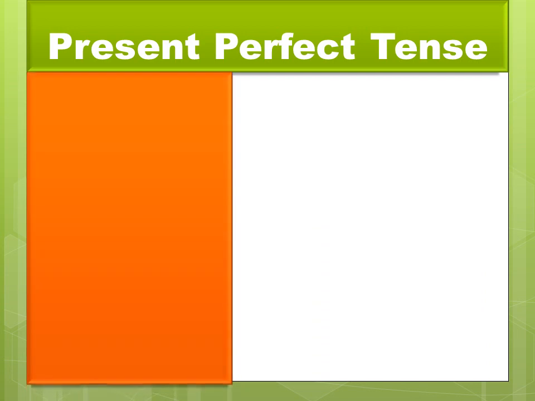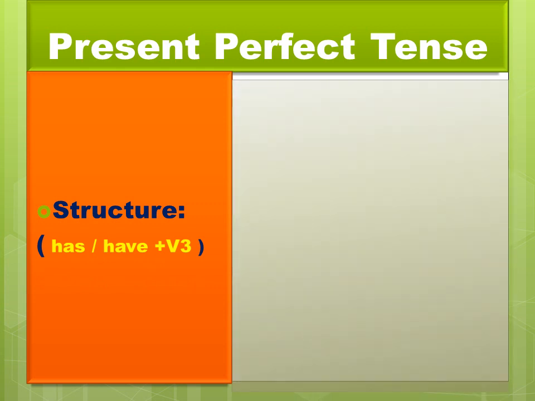Now let's understand present perfect tense. The present perfect is a verb tense which is used to show that an action has taken place once or many times before. What's the structure for present perfect tense? The structure is has or have plus V3.